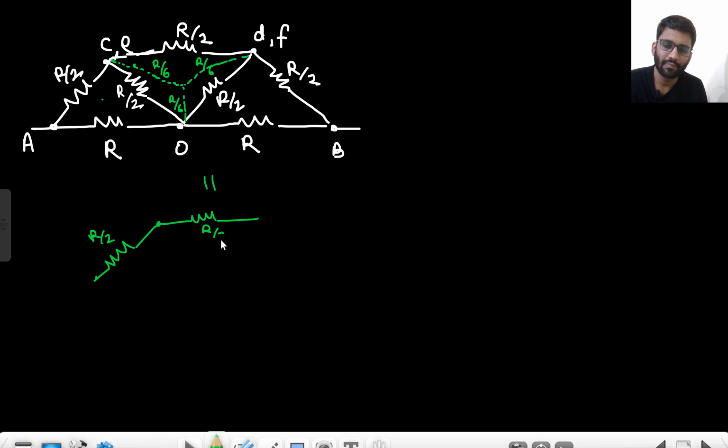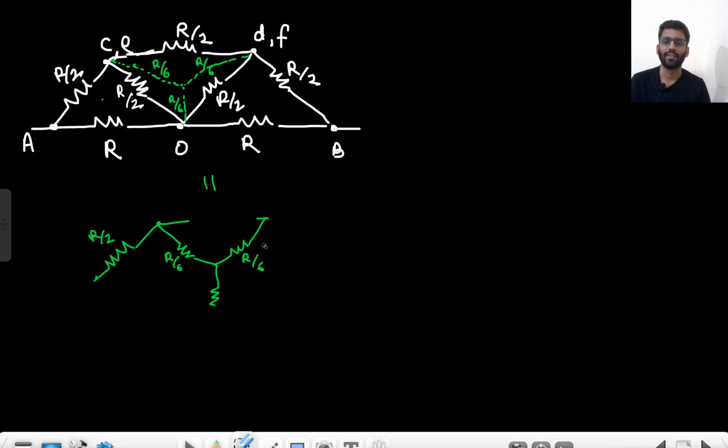R by 2, R by 2, R by 6, R by 6. This will become... am I doing it right? Why am I writing this one? This R by 2 is gone now. So this will be like this.